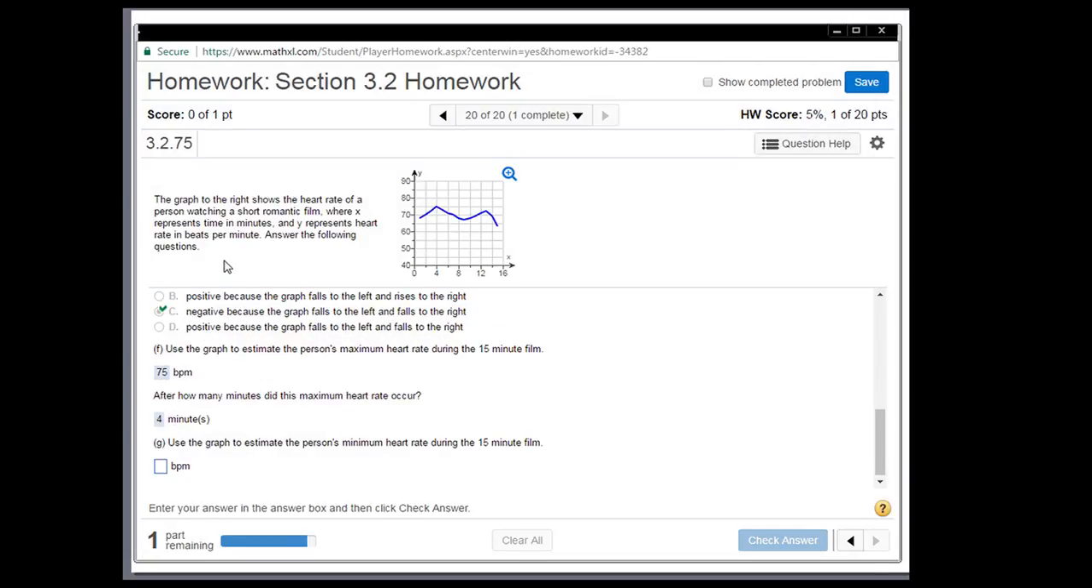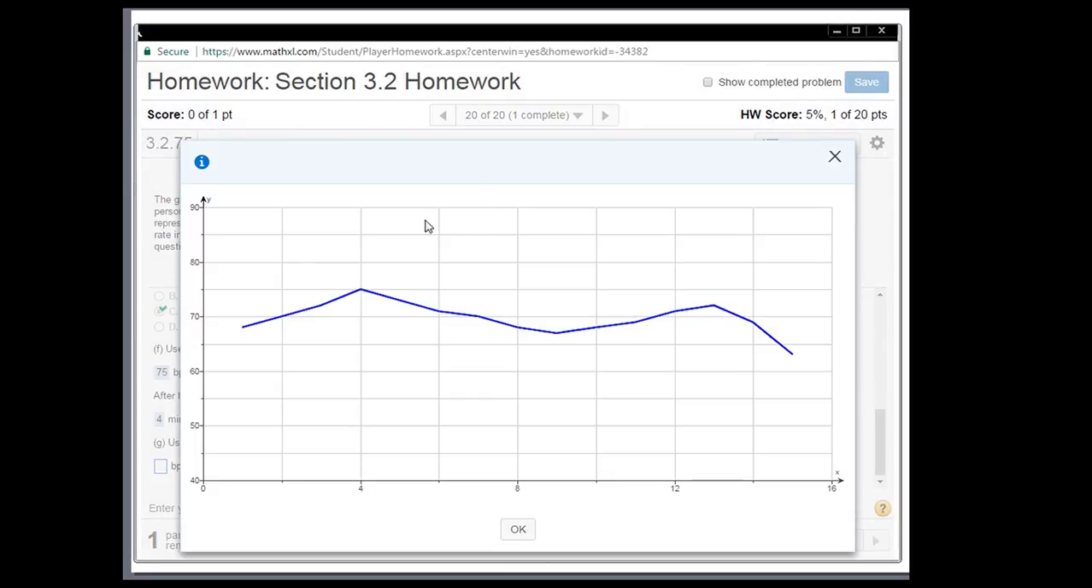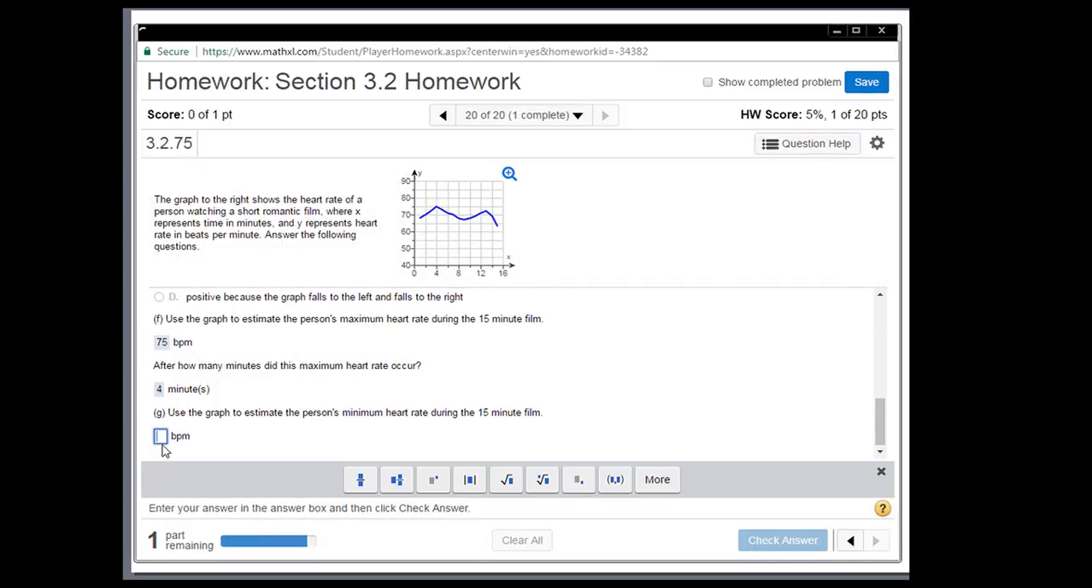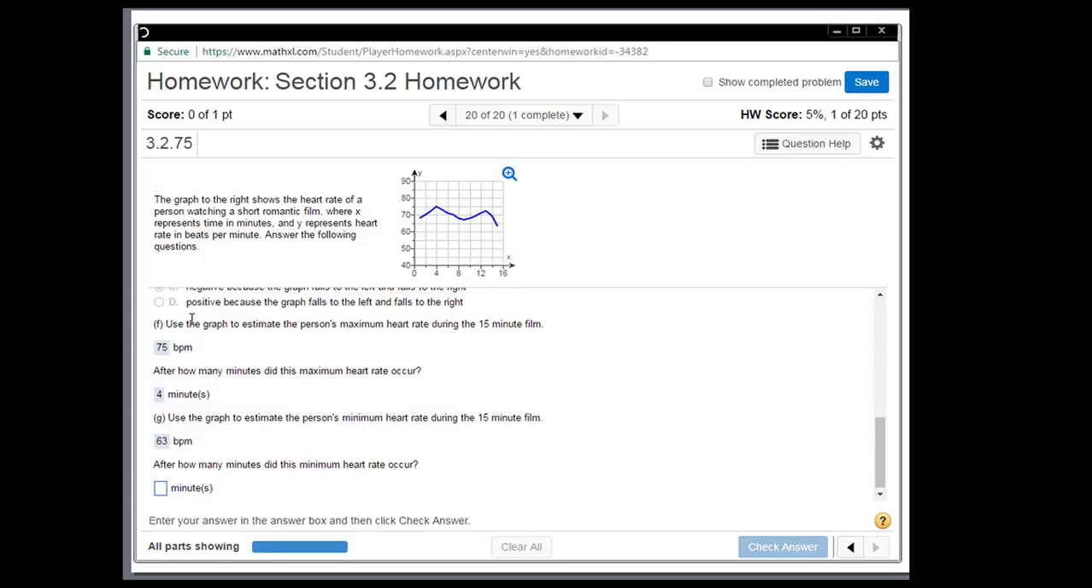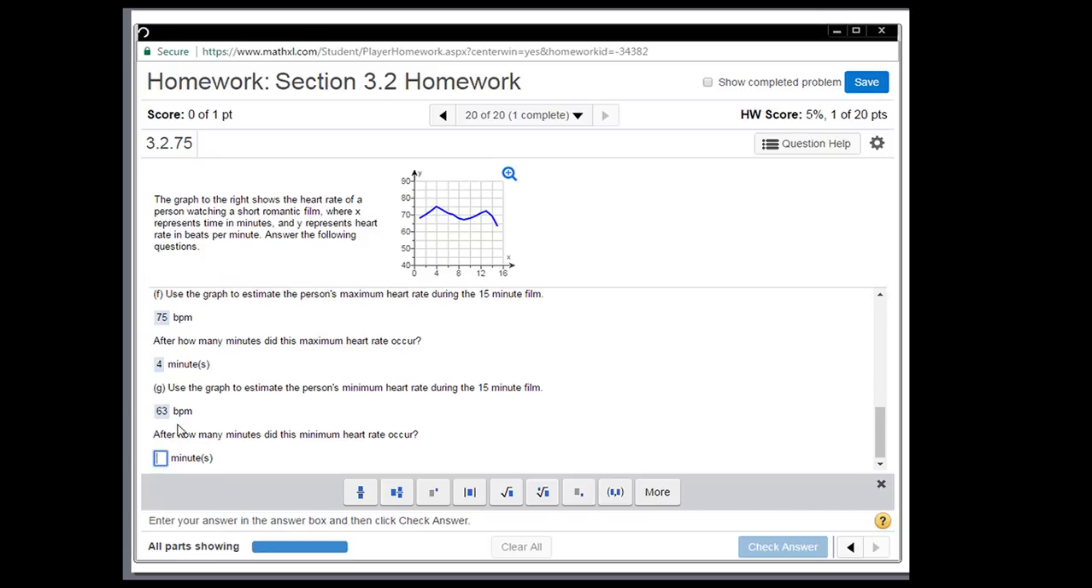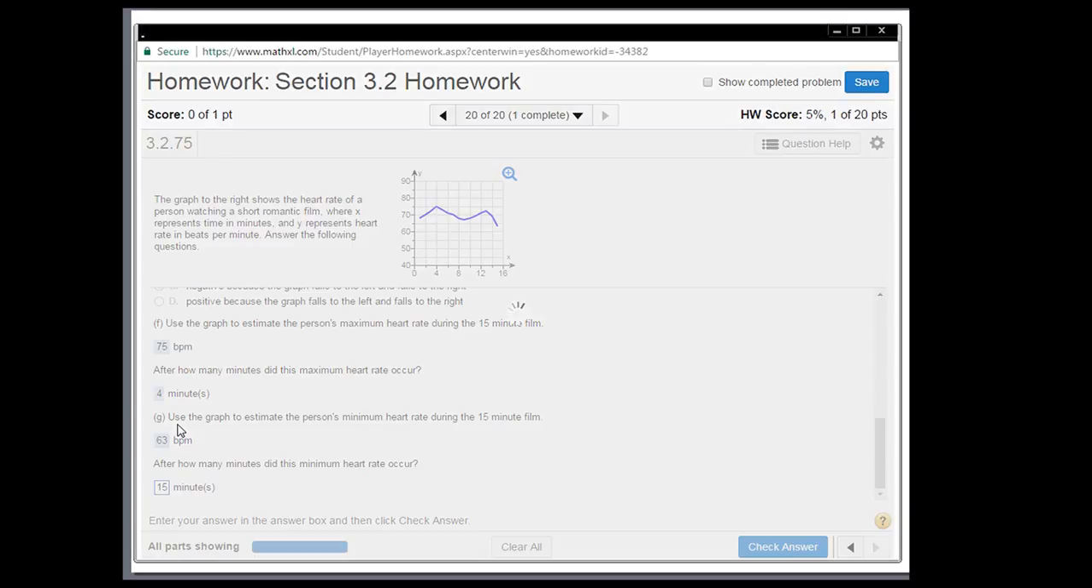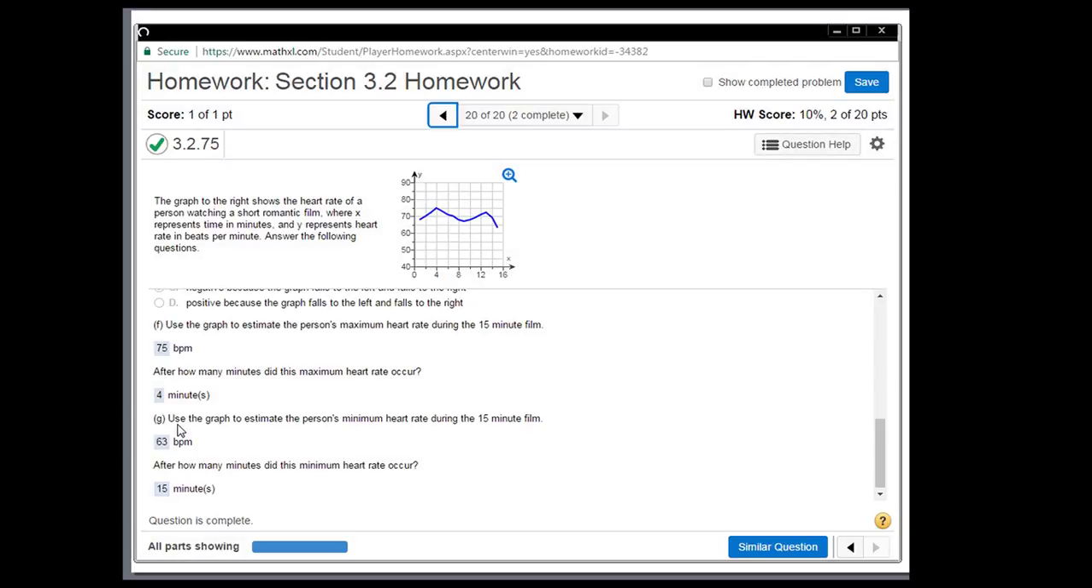Great. And now lastly, what was the minimum heart rate during this film? Let's see here. This is about 68, and this is below 65, so I'm going to call it 63. 63 beats per minute. All right. Great. And when did that minimum occur? Well, they gave us 15 minutes, remember, in our earlier responses, so that occurred at 15 minutes.